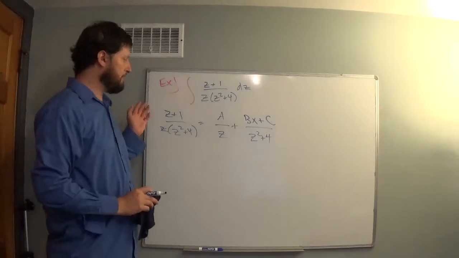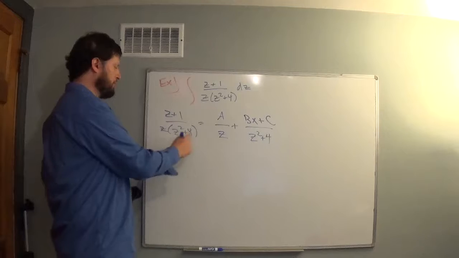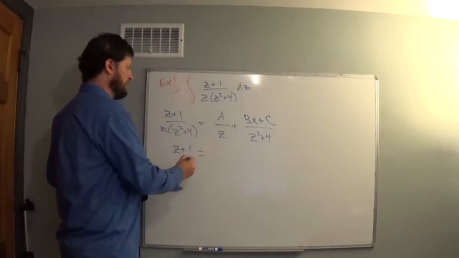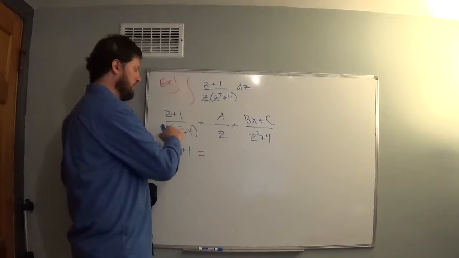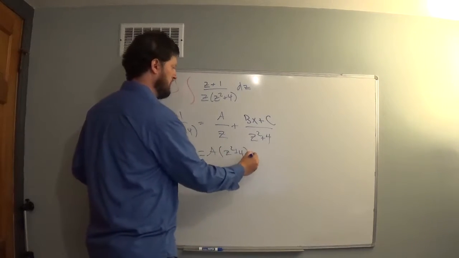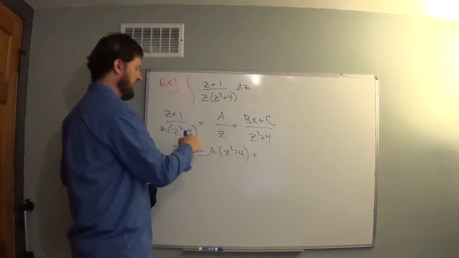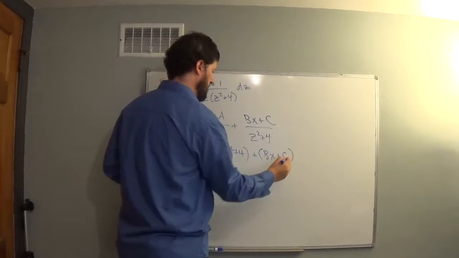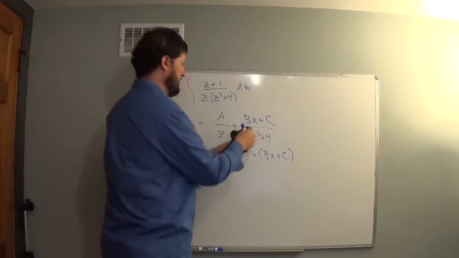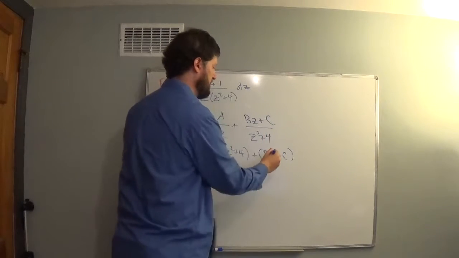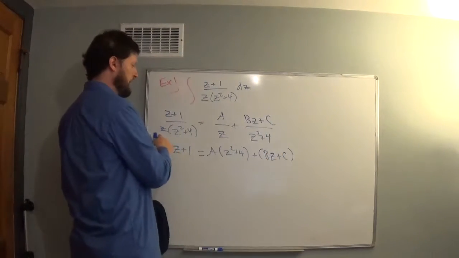We apply our standard process, clear out the denominators by multiplying by this entire denominator over here. That leaves me with a z plus 1. The z will cancel here, and that leaves A times z squared plus 4. And the z squared plus 4 cancels, leaving me with bz plus c. Sorry, this should be a z. bz plus c multiplied by z.